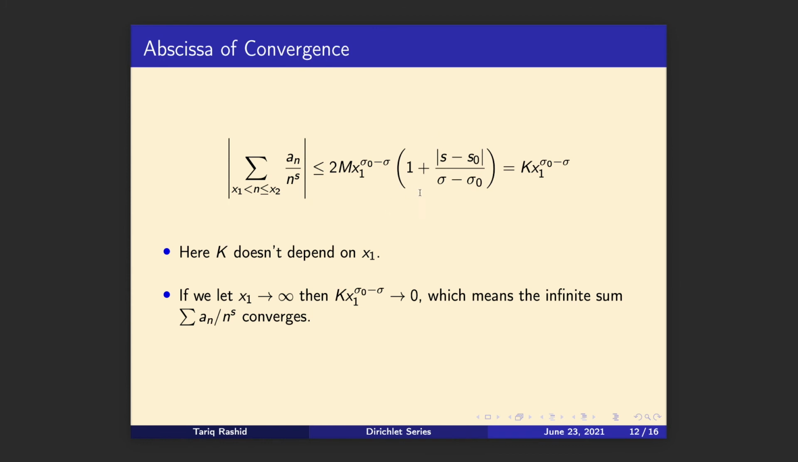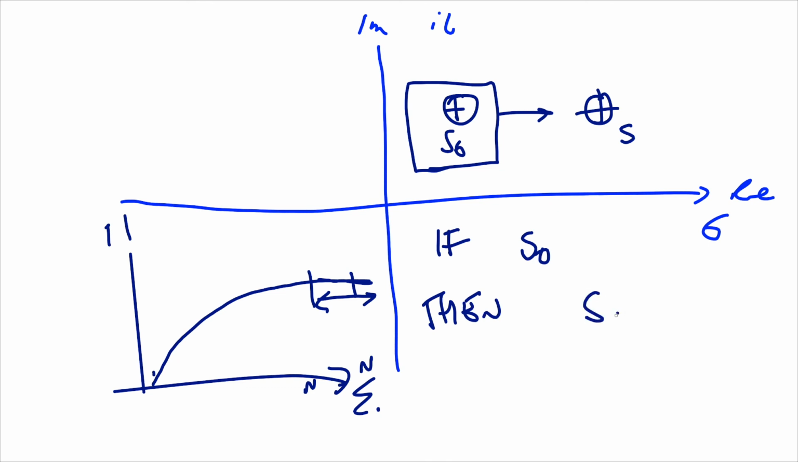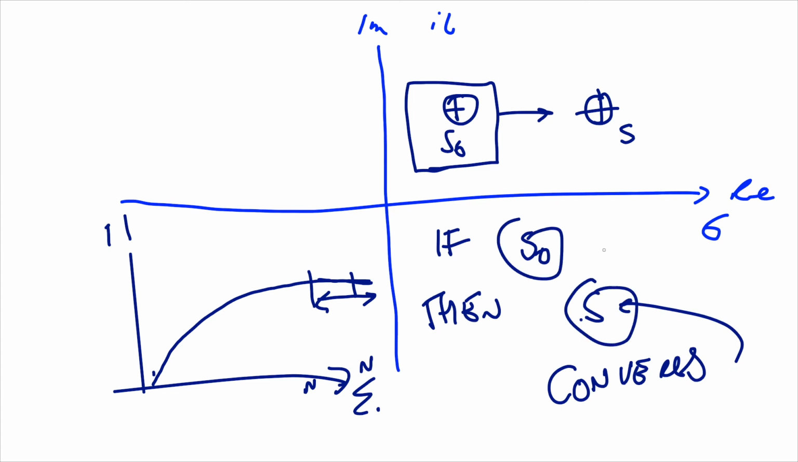It's not just bounded. The fact that the tail goes to 0 means that this series, the magnitude, is bounded, is actually convergent. So that's quite a powerful statement. So let's draw that on our picture. We've said if a series is bounded at S0, then it is also bounded at S to the right of S0, but actually it also converges at that S to the right of S0.